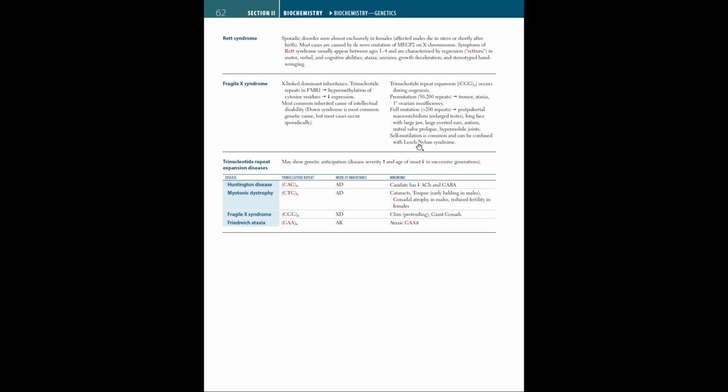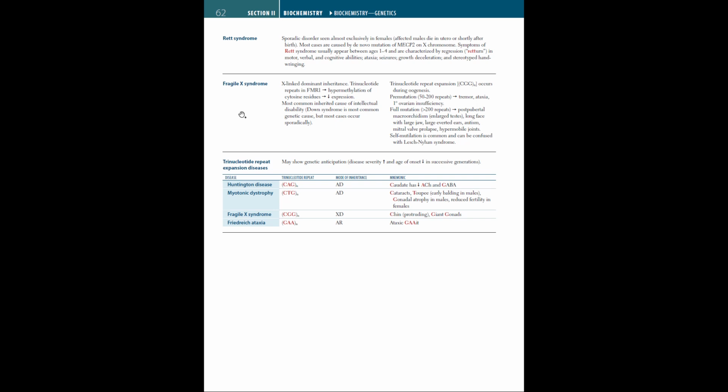Now, self-mutilation is really common in Fragile X syndrome, and this can be confused with Lesch-Nyhan syndrome, which also has self-mutilation. Always remember that in Fragile X syndrome, patients usually have a long face and a large jaw, as well as large everted ears. And again, self-mutilation is quite common in these patients.